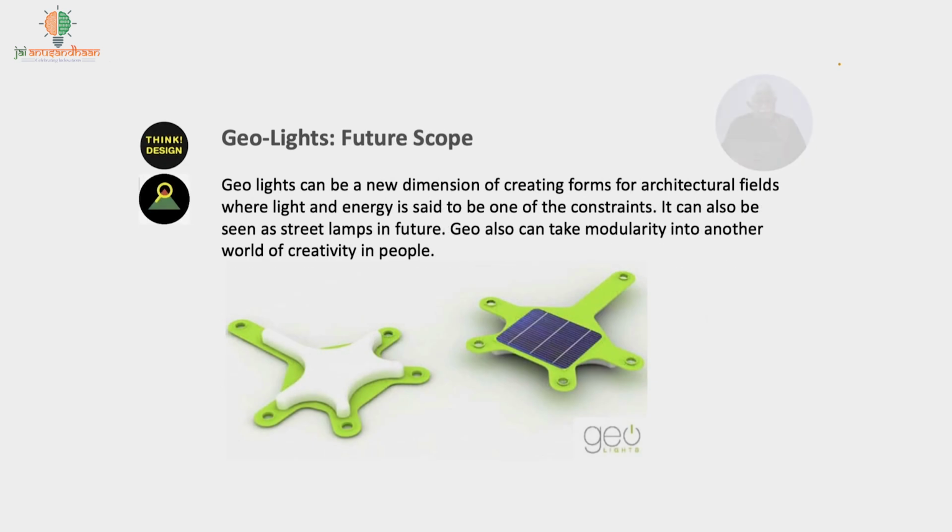And there is further scope for this project. This is just an exploratory project, but it can also add a new dimension of creating forms for architectural applications, where light and energy are maybe a constraint or an advantage. It can also be seen in street lamps in the future. Geo can also take modularity into another world of creativity in people. So, once you have the basic form, you can explore it in many dimensions.